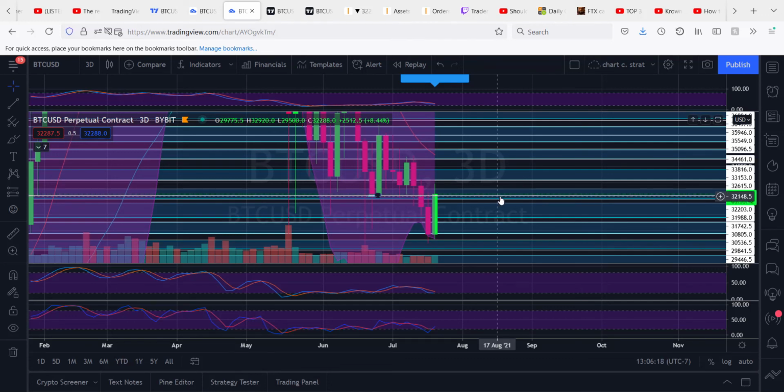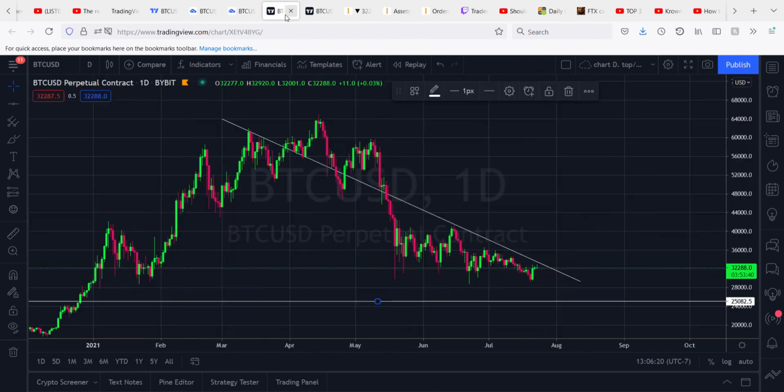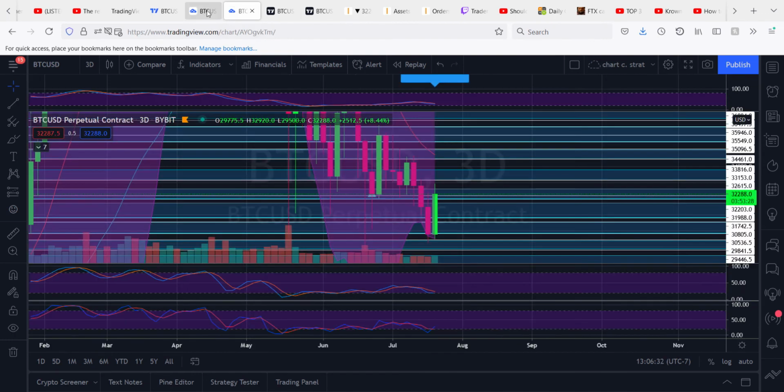So for today's video, we'll just follow up a little bit on this trend line that I spoke about and the potential of this being a giant descending triangle pattern. And we'll just do the usual 3-day down to the lower time frames.